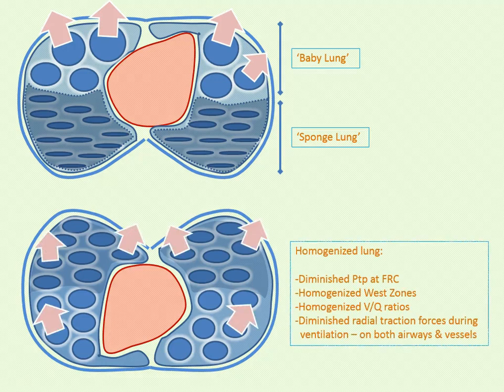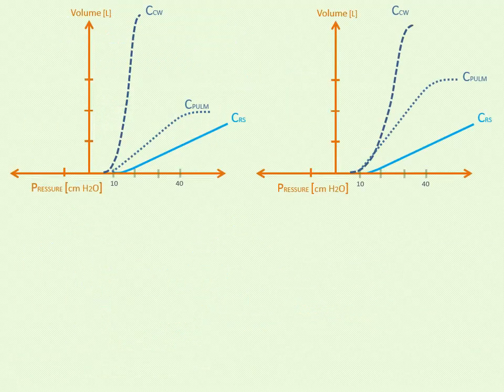So in the prone position, you have diminished transpulmonary pressure at functional residual capacity, homogenization of the West zones, VQ ratios, and diminished radial traction forces during ventilation on both the airways and vessels, per the Mead model discussed in the last couple of slides. So let's look at it a little bit more abstractly in terms of the Ron diagram that we introduced in the last lecture. So again, this is our patient prone position, supine position.